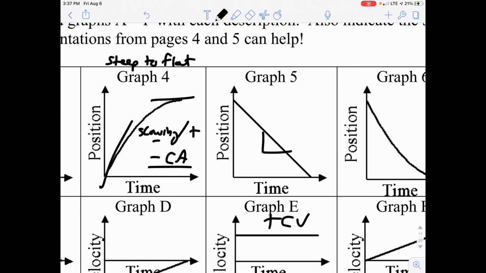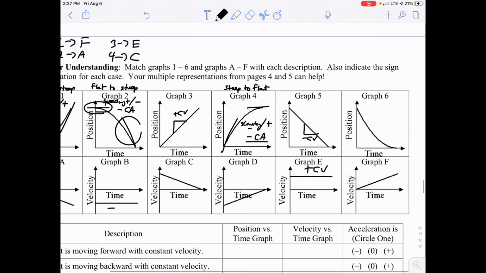5 is showing you negative constant velocity. Negative constant velocity. So 5 matches with B.